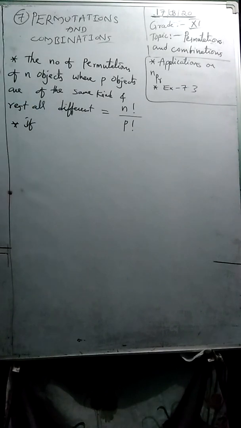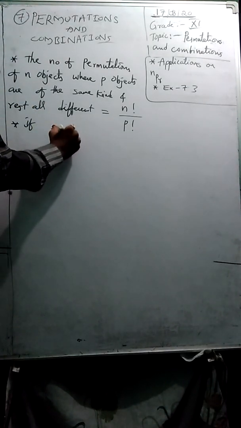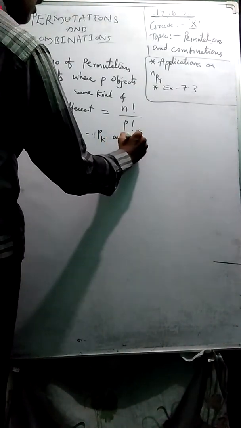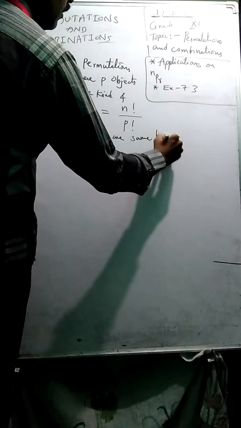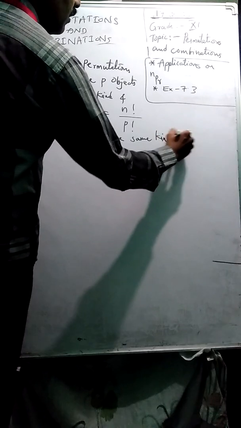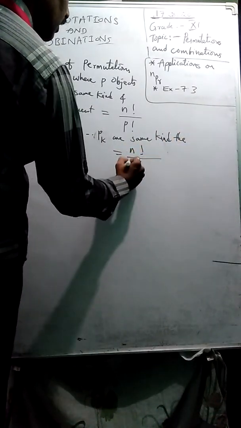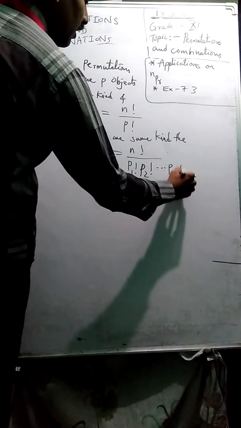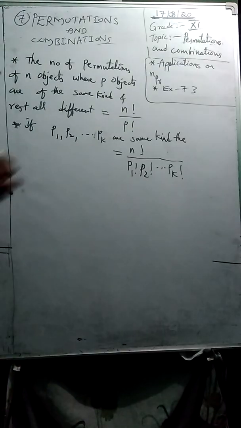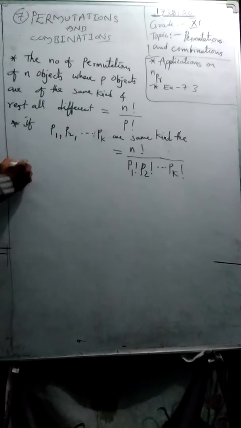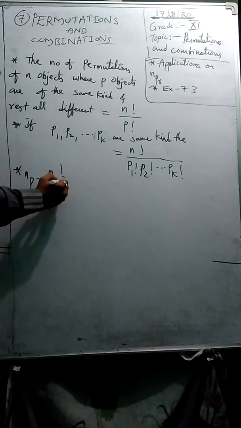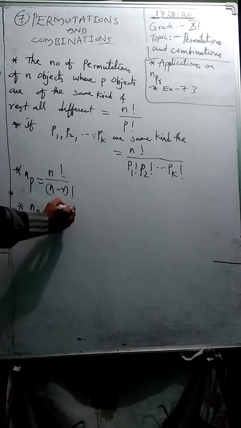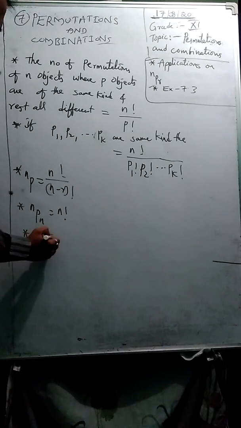But if there are p1, p2, up to pk objects of the same kind, then the formula we will use is n factorial by p1 factorial, p2 factorial, up to pk factorial. By using these two formulas we will do problems. And one more formula: nPr is equal to n factorial by n minus r factorial, where nPn is equal to n factorial and nP0 is equal to 1.